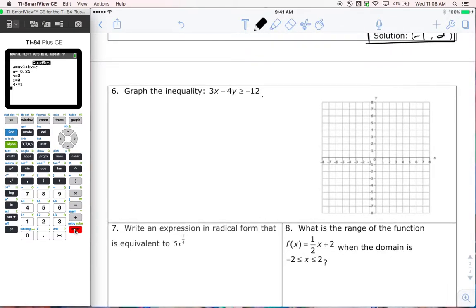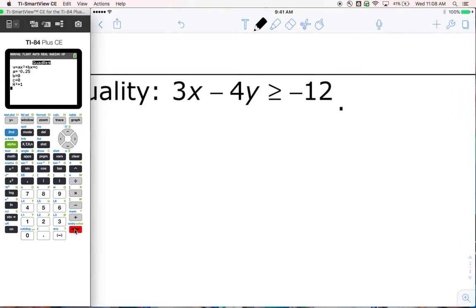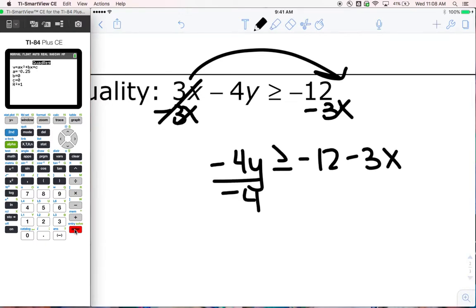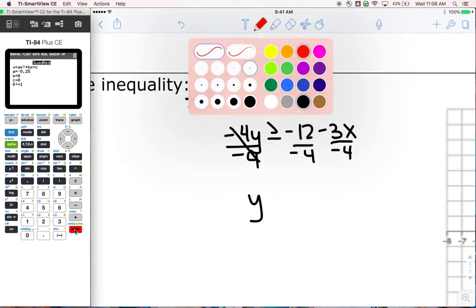Before I graph, I definitely want to get y by itself. That's how I like to do these problems. I feel like that's just much easier. So I'm going to first move the 3x to the other side, right? Imagine it's like just subtracting 3x from both sides. So now I've got negative 4y is greater than or equal to negative 12 minus 3x. To finish it off, we're going to divide both sides by negative 4. And since we did divide by a negative, we have to remember that our inequality switches directions.